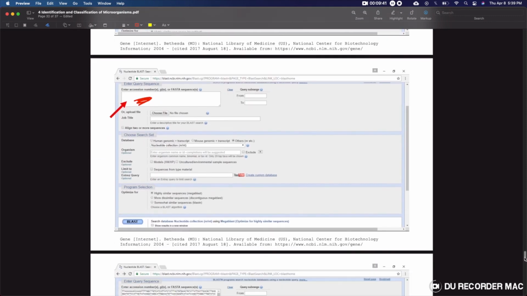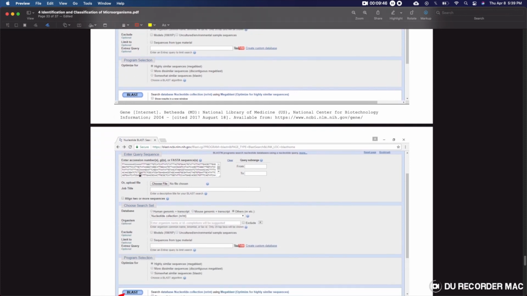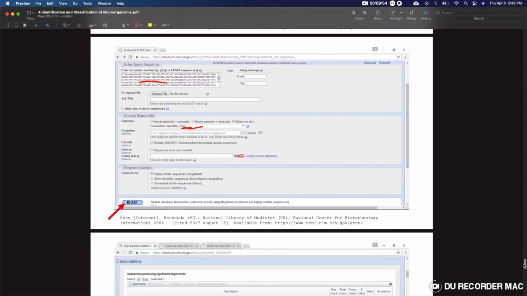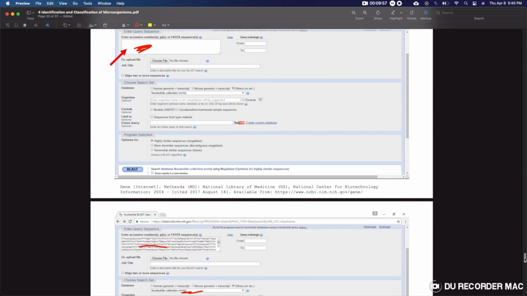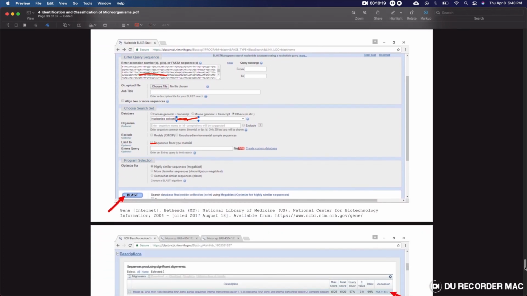After inputting your sequence right there, I think the interface didn't change that much. After inputting the sequence, you need to change the nucleotide collection right there. It's up to you if you want to take sequences from type material. Here, nucleotide collection, I click the nucleotide collection right here too, and so on and so forth. You can explore it more often. And then you click BLAST.